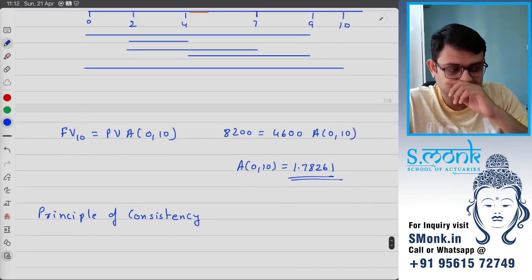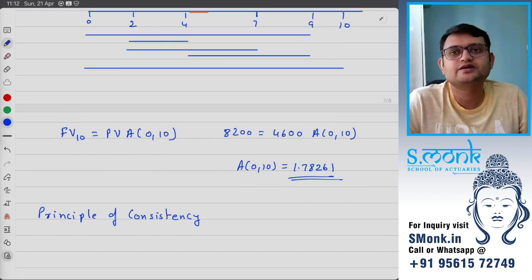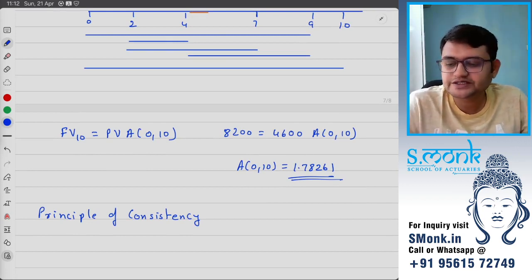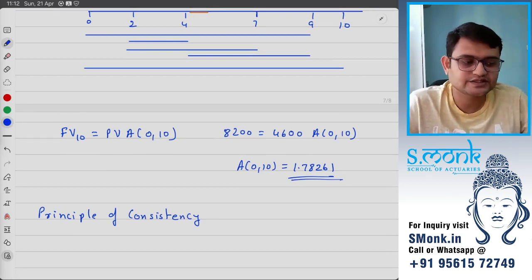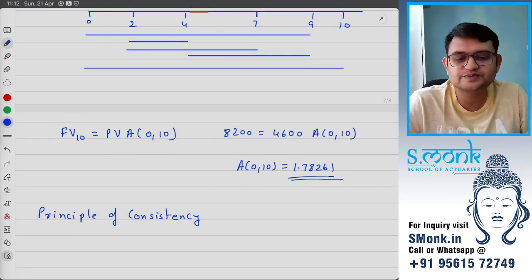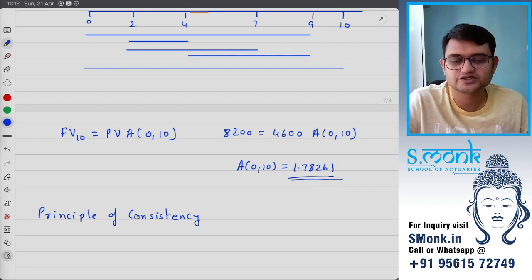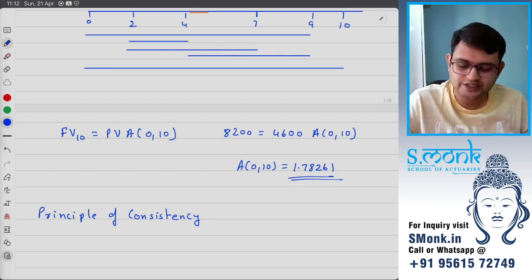Principle of consistency. Now, I talked about this, that the compound interest is consistent. We talked about that yesterday. What does that actually mean? This principle of consistency is going to explain what that actually means.